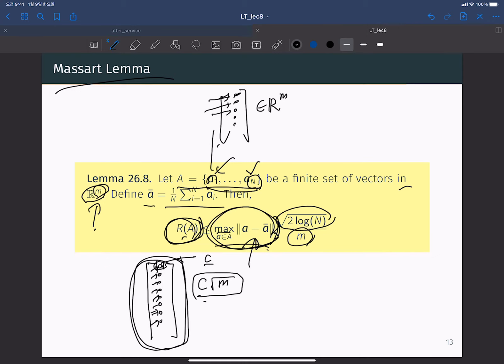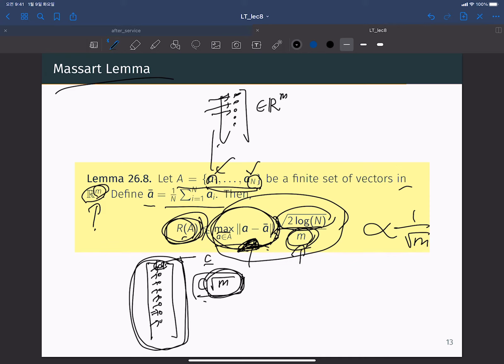But one good news is that usually this radius is proportional to square root M, and in the denominator we have M. So even if this radius is proportional to square root M, in total the Rademacher complexity will be proportional to 1 over square root of 2M. That is good news, and that looks quite good, right?